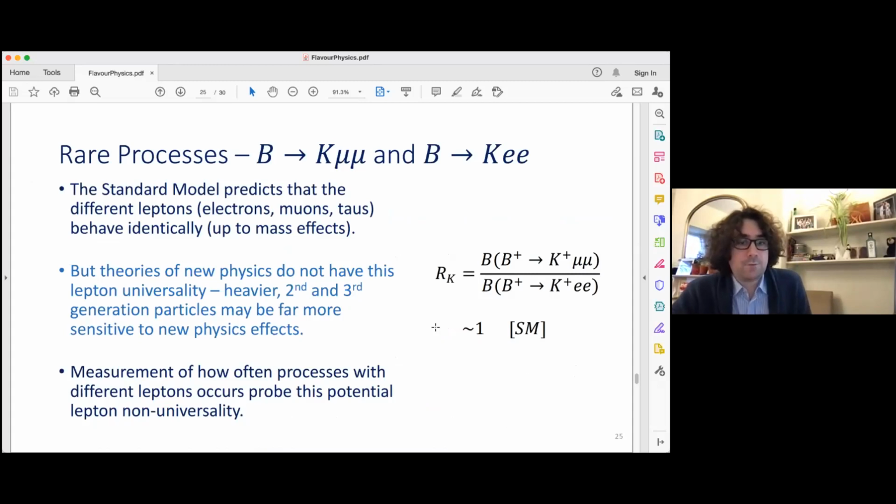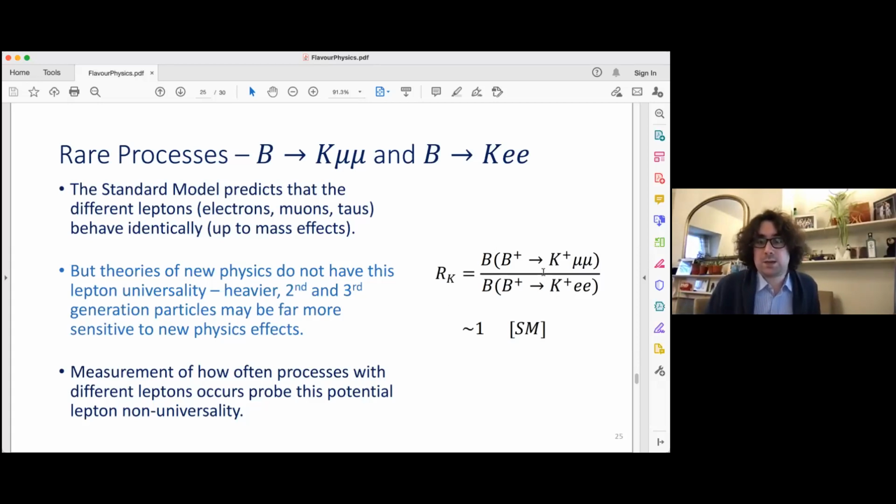But theories of new physics do not necessarily have this lepton universality, and heavier second and third generation particles, i.e. muons and taus, may be far more sensitive to new physics effects. So we can look at these specific B hadron decays and ask, well, are the decays happening at essentially the same rate if I just change the type of lepton I'm putting into the decay? They should happen at the same rate.